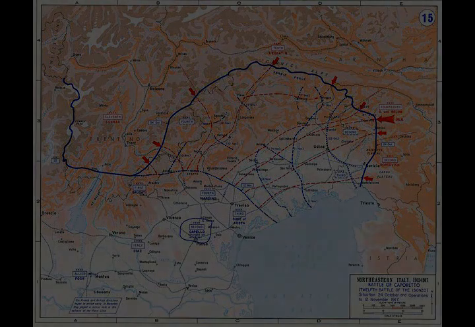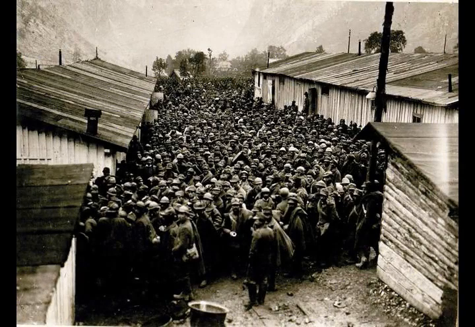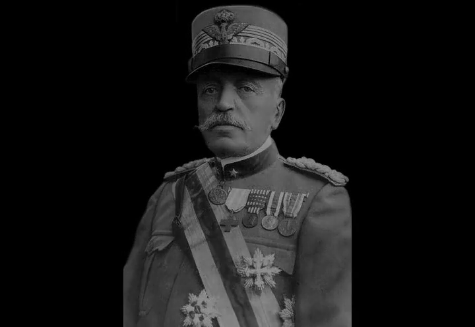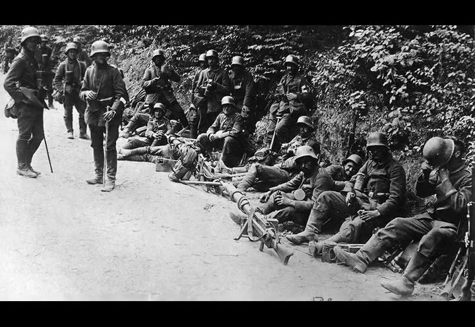Italian propaganda offices were established, promising land and social justice to soldiers. Italy also accepted a more cautious military strategy from this point on. Diaz concentrated his efforts on rebuilding his shattered forces while taking advantage of the national rejuvenation that had been spurred by invasion and defeat.